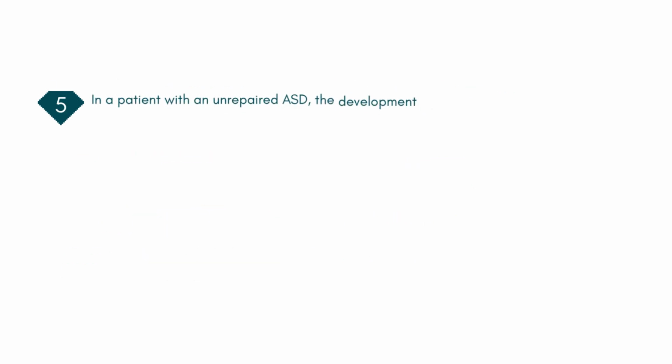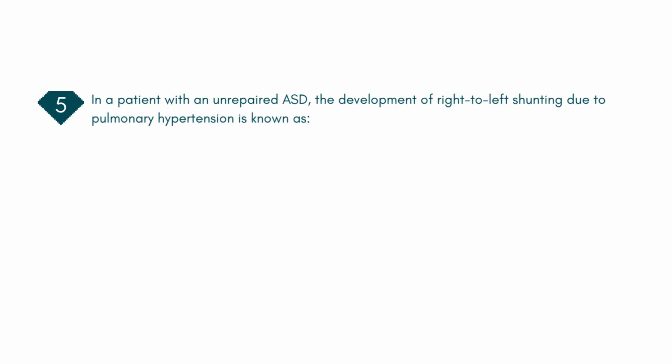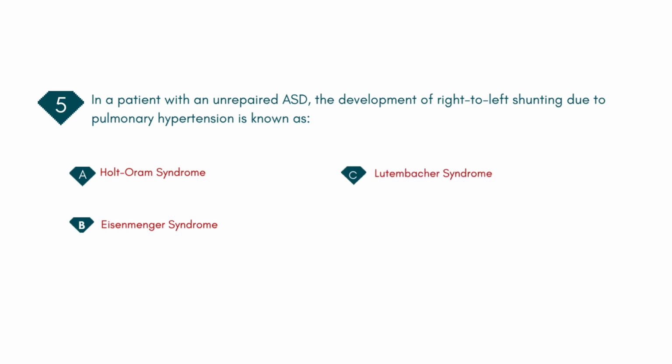In a patient with an unrepaired ASD, the development of right-to-left shunting due to pulmonary hypertension is known as A. Holt-Oram syndrome. B. Eisenmenger syndrome. C. Ludenbacher syndrome. D. Dressler syndrome. Answer: B. Eisenmenger syndrome. Which ECG finding is most commonly associated with an ostium secundum ASD?